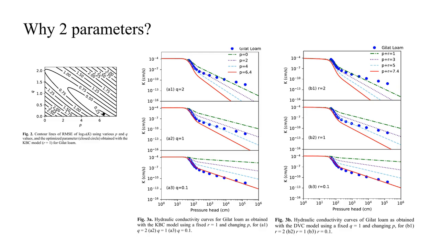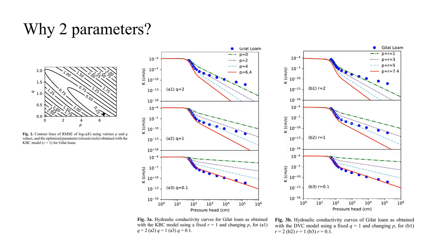The middle panel shows the case for the KBC model, where R is fixed at 1. In the upper two panels, where Q equals 2 and Q equals 1, adjusting only the tortuosity factor P is not enough to fit the entire hydraulic conductivity curve.